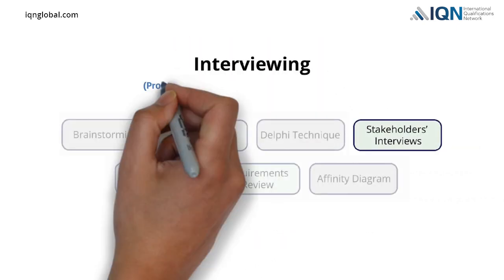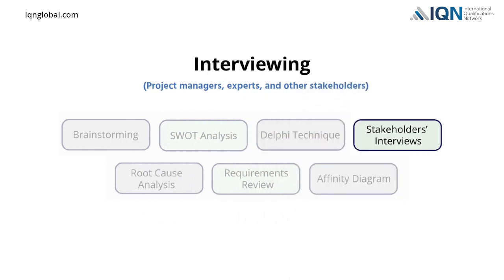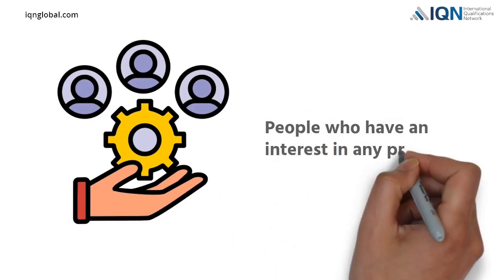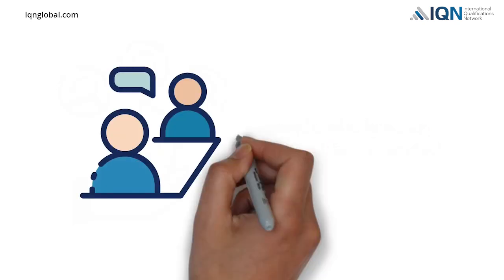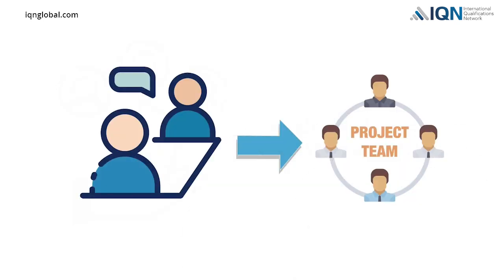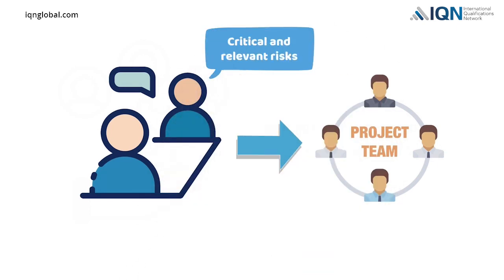Interviewing experienced project managers, experts, and other stakeholders is a popular method for identifying project risks. Stakeholders are the people who have an interest in any project. Interviewing them individually will help the project team better understand what the stakeholders believe are the critical and relevant risks for the project.